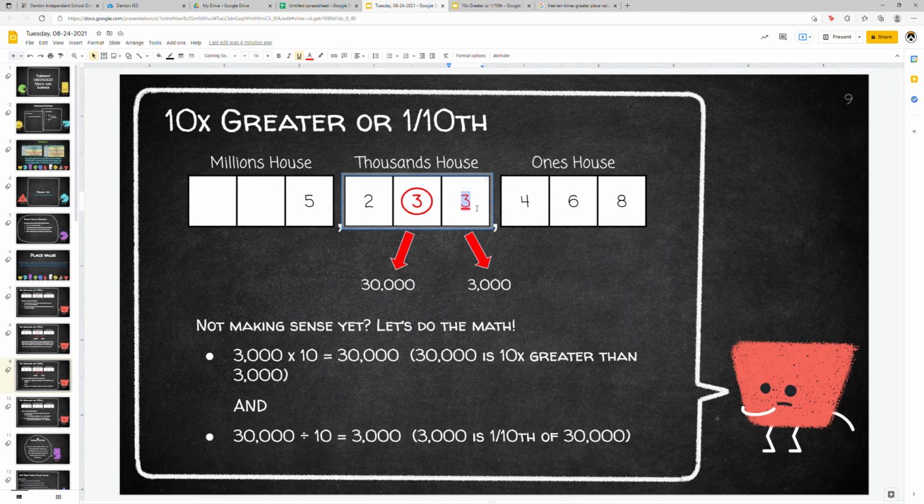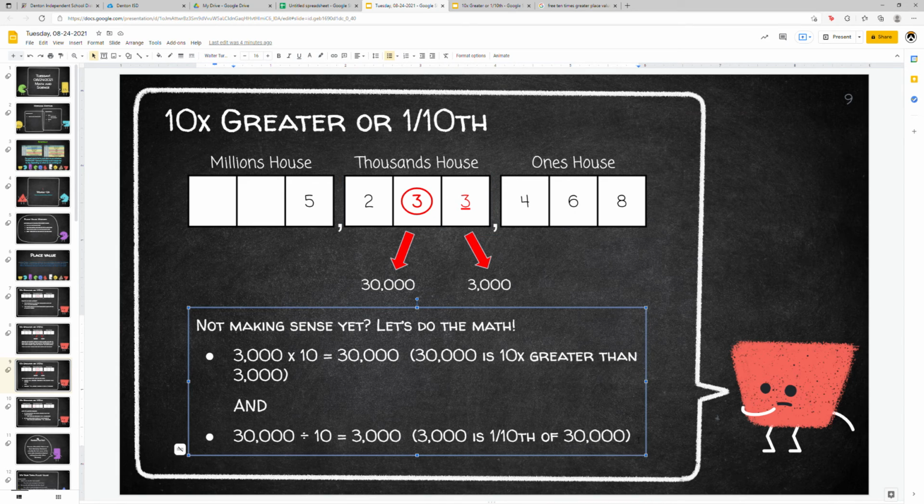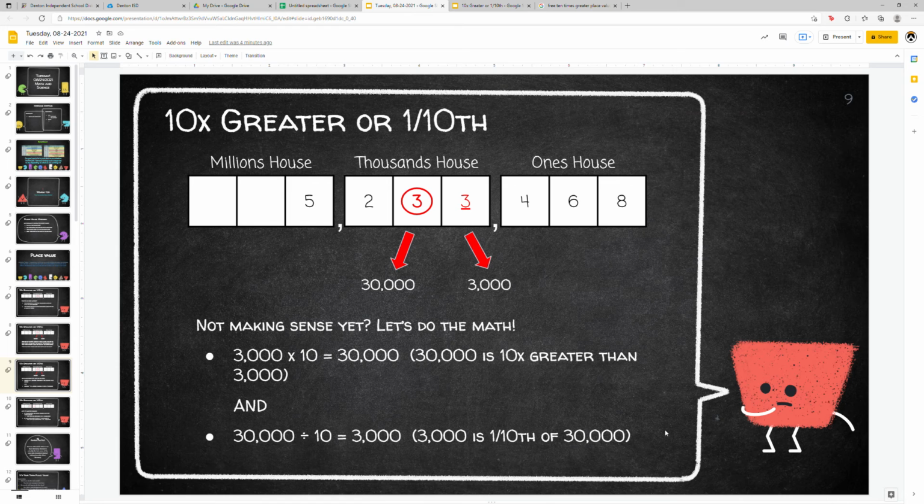In other words, from this 3, the underlined 3, if I go up to the circled 3, I'm going 10 times greater in that direction to the left because they are the same digit and I've gone up a step in place value. Now, if I started at the circled 3 here, where it has a value of 30,000, and I go back a spot to the underlined 3, I've gone down in place value, and it's got a value that's 1/10 of that 3 in the higher place value. So again, you can see that math below if you're curious why it equals that. But we want to remember this rule going forward.